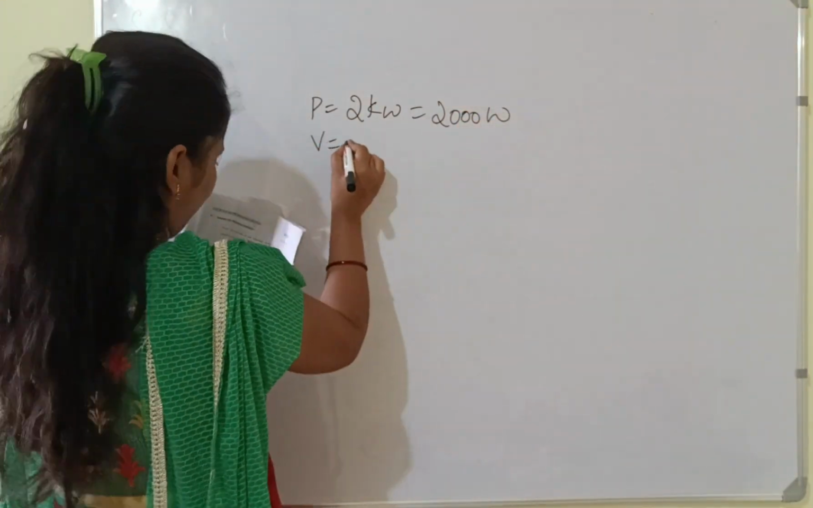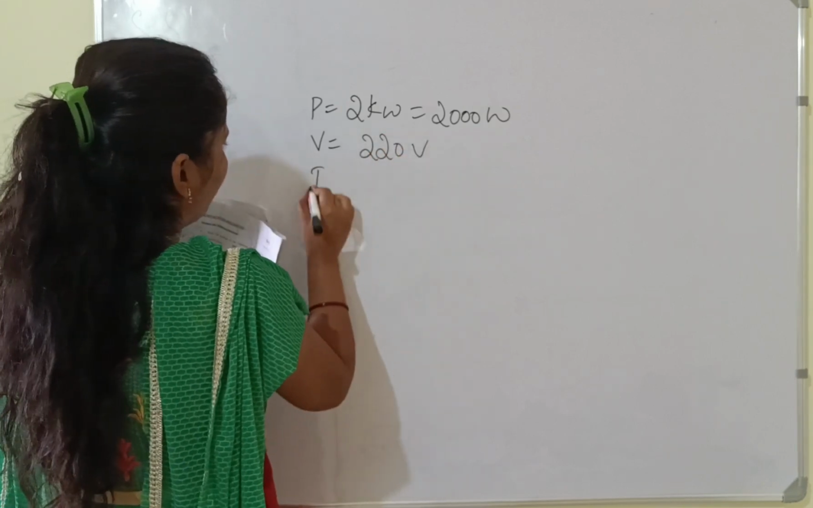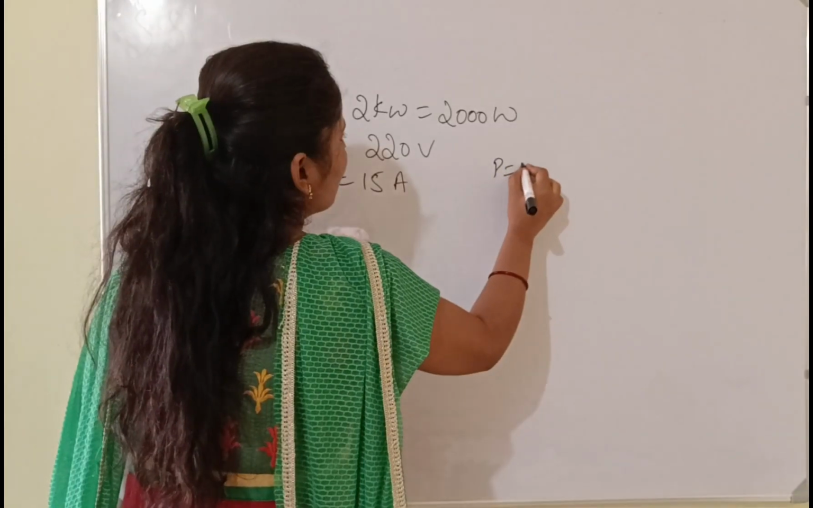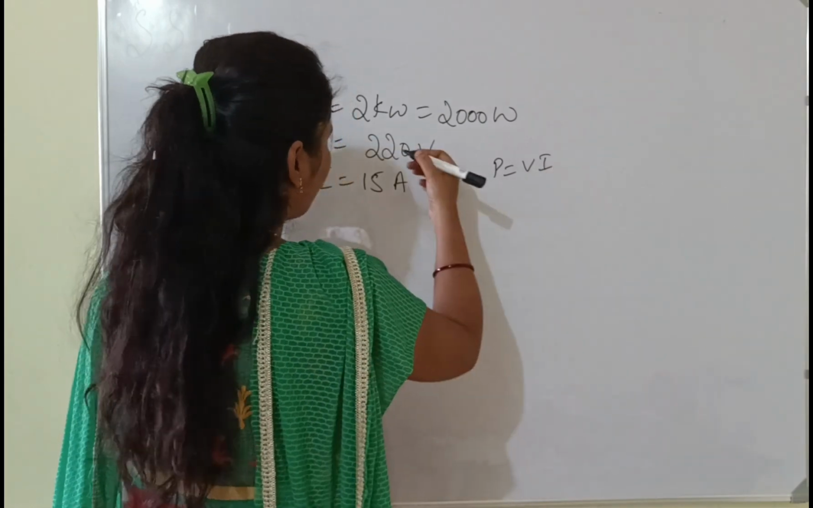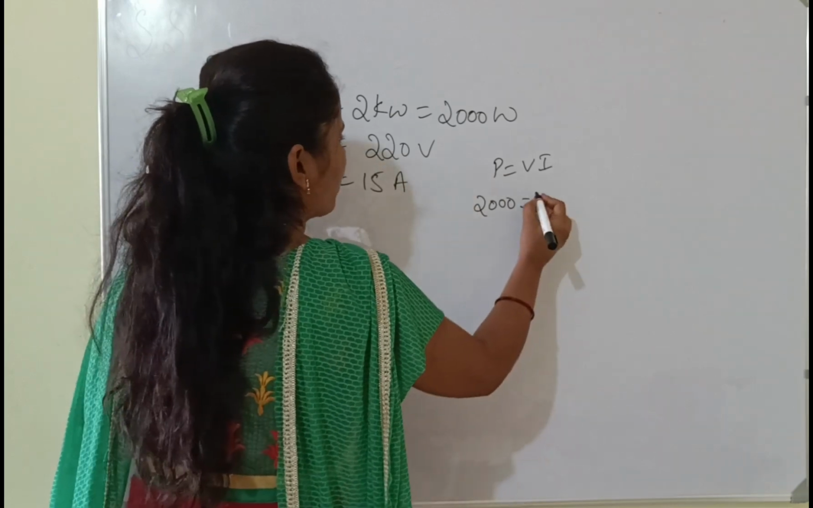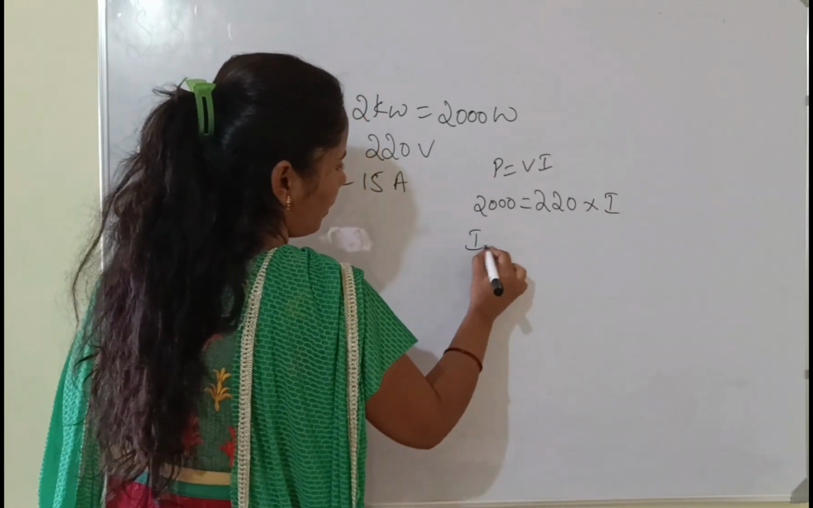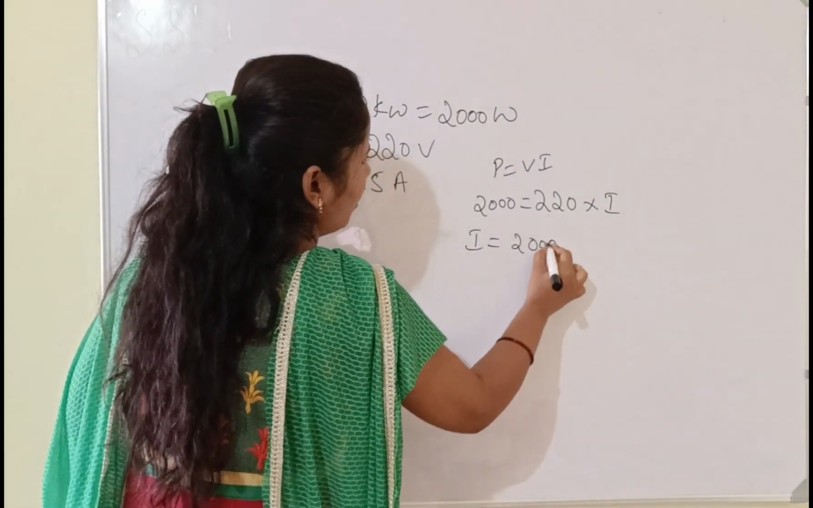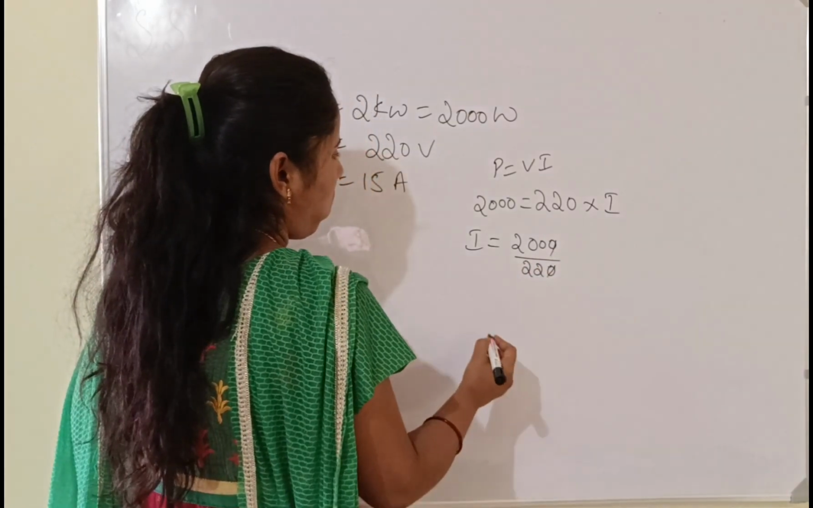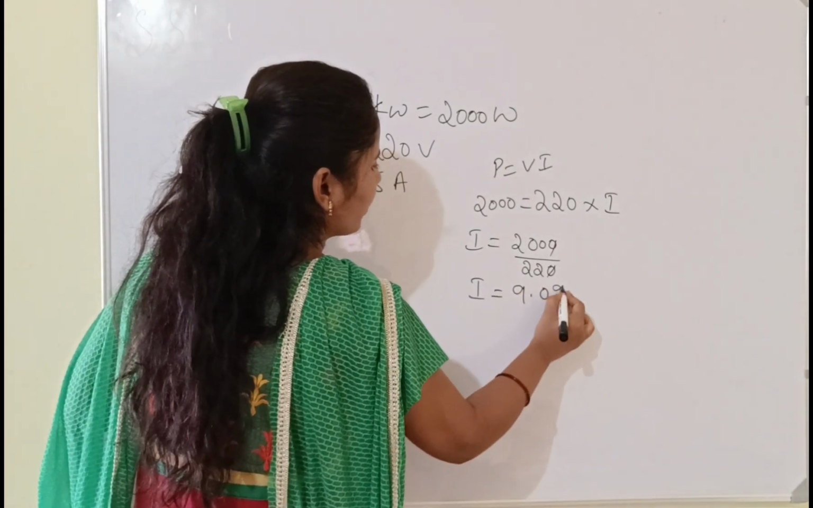So potential difference is 220 volt and current they have given 15 ampere. So I have a formula, power is equal to voltage into current. So they have given power 2000, voltage will be 220 into I. So if I keep current here, 2000 divided by 220. So I will get 9.09 ampere.